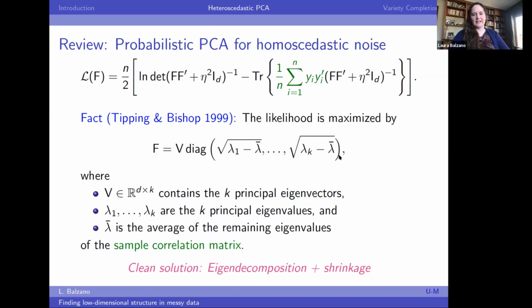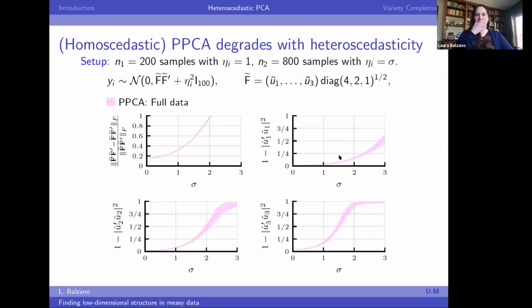So it's a very nice solution to what started out as a somewhat complicated looking non-convex problem, okay? But unfortunately, if you do have heteroskedasticity in your data, meaning different samples have different noise variance, then this probabilistic PCA approach degrades, okay? So in these four plots, I'm showing first the recovery of F. So this F tilde is the true one, and F hat is my estimated one, the one estimated with PCA.